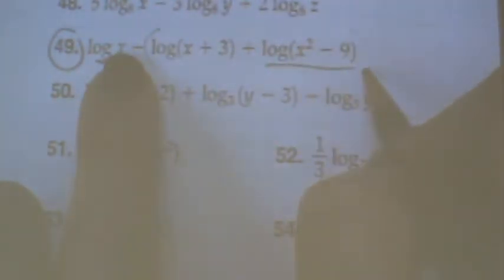Wait, so that goes on top? Yes, these two go on top because they're both pluses. Oh, I thought that goes on the bottom. No, unless it were in parentheses. If I had this like this in parentheses, then yeah, those two would go on the bottom. Okay.